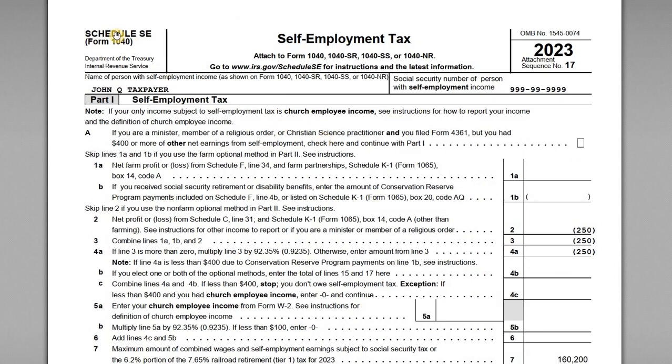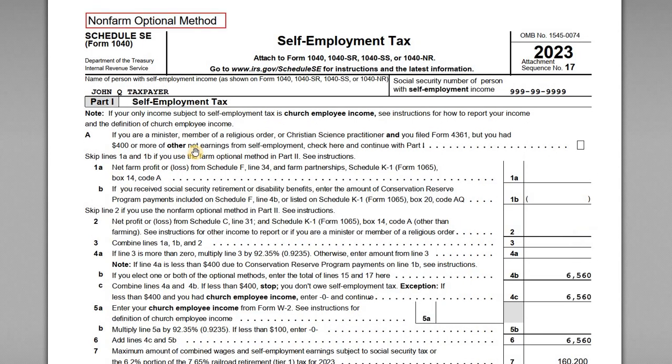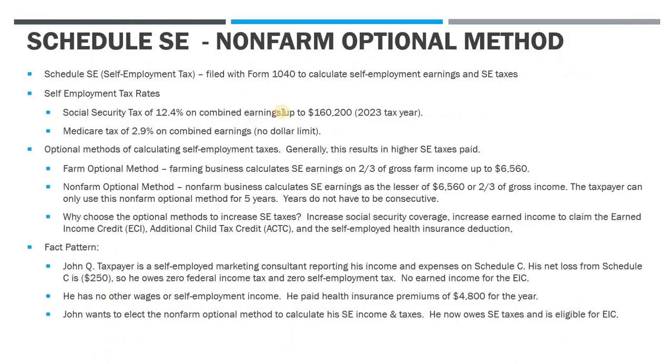So what would we do if instead the taxpayer made the election to calculate their SE income using the non-farm optional method? So that's where we're going to go through here. I've got the full return for each scenario, so we can flip back and forth and see how it changes. And then lastly, just one slide here covering some background on the SE tax and then more details on the fact pattern. So let's start with just the background on Schedule SE, and then we'll move into the return.